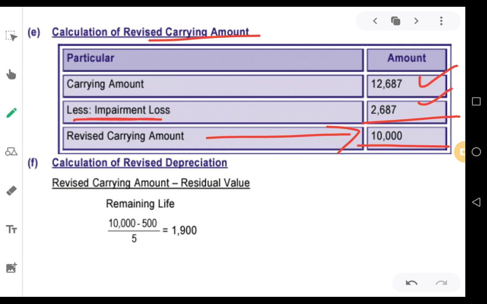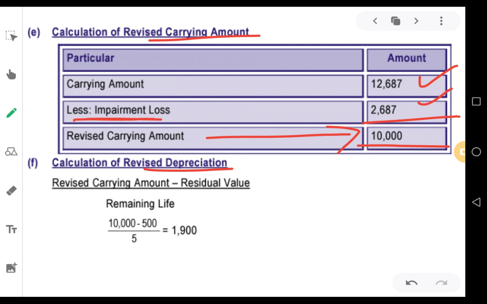Carrying amount is calculated in the beginning by subtracting accumulated depreciation from the purchase value of the asset. That is carrying amount. Revised carrying amount is calculated by subtracting impairment loss from carrying amount. Once you calculate revised carrying amount, you should proceed with calculation of revised depreciation.